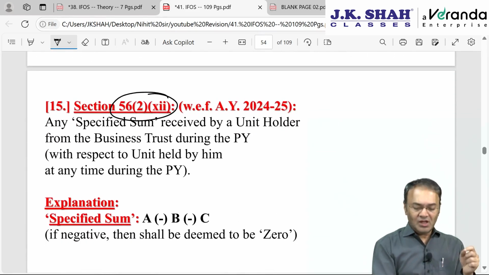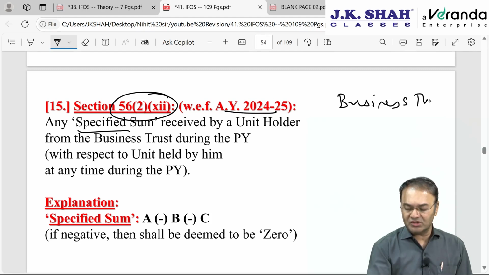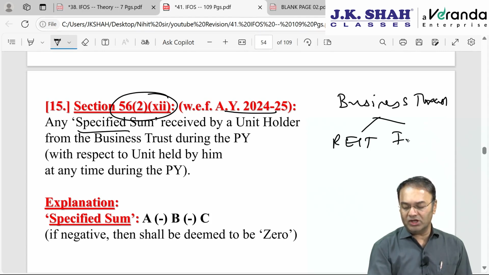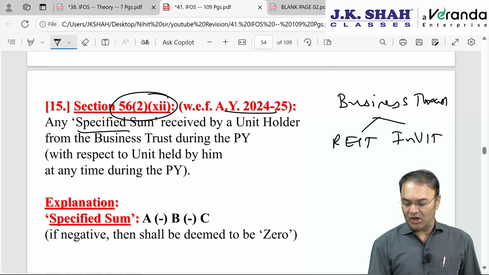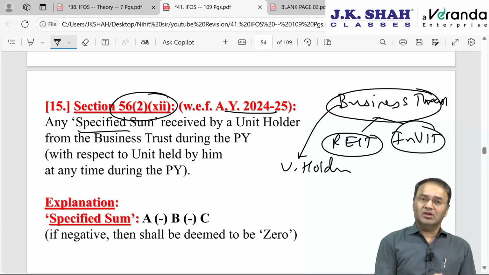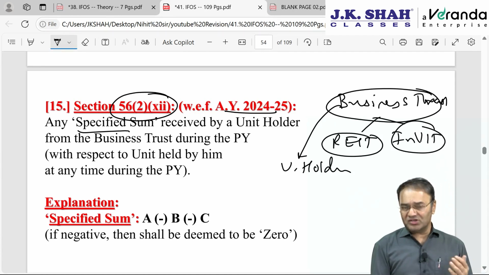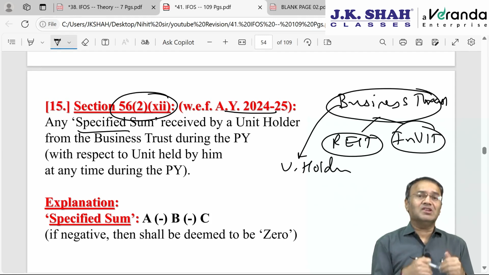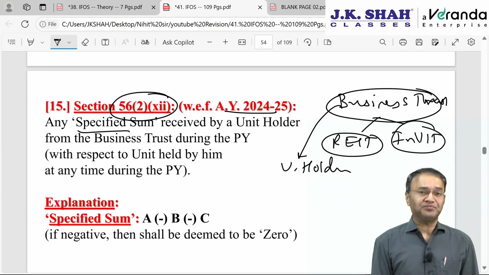Section 56(2)(xii). This is in connection with business trust, introduced in AY 24-25. A business trust has unit holders, if you recollect. A business trust can be of two types, REIT, Real Estate Investment Trust, or InvIT, Infrastructure Investment Trust. Where do they invest? We know pretty well, we have done this chapter. Whether it is REIT or InvIT makes no difference. When a business trust pays money to a unit holder, it is taxable under the respective head, under pass-through status. We have discussed this. Some incomes are taxable for the business trust and some incomes are taxable for the unit holder. Whatever is exempt for the business trust is taxable for the unit holder. We have studied this. We are not discussing that income.